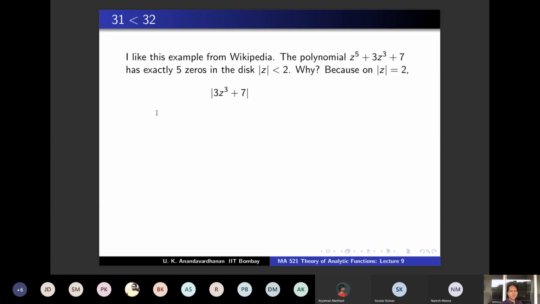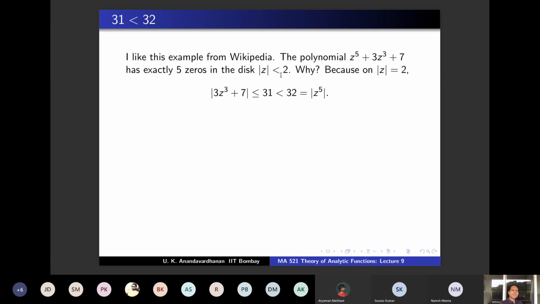So on mod z equal to 2, by the triangle inequality, this is less than or equal to 31, right? 3 times 8, 24, plus 7, 31. 31 is strictly less than 32, which is mod z power 5. On mod z equal to 2, 2 power 5 is 32. Therefore, you conclude that f and g have the same number of zeros inside this.